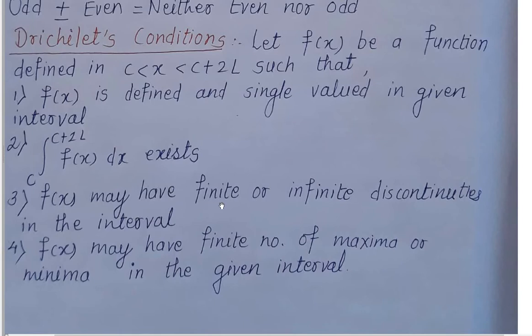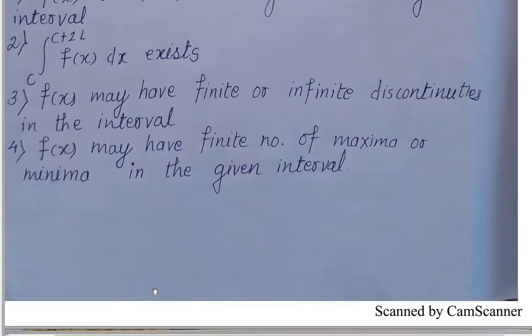Next, f of x may have a finite number of discontinuities in the interval. Sometimes there are discontinuities in the graph of periodic functions, so the discontinuities may be a finite number. Next, f of x may have a finite number of maxima or minima in the given interval. We know the sin x graph has a maximum value of plus 1 and a minimum value of minus 1 in one particular time period, that is T. So it has a finite number of maxima as well as minima in a given interval.